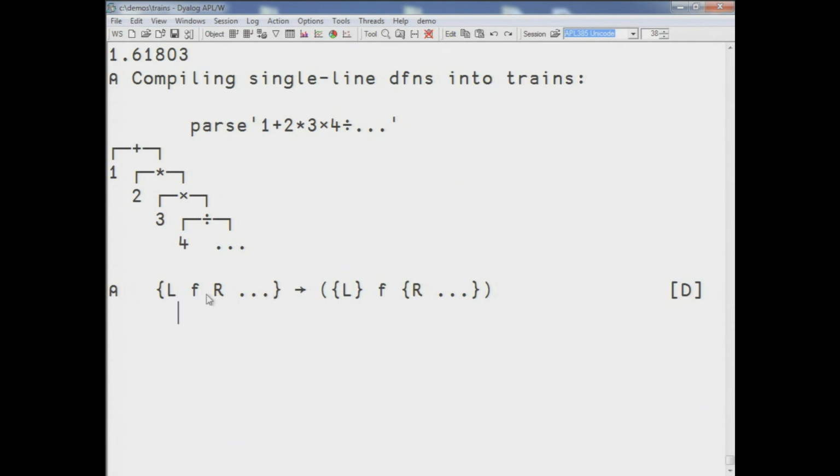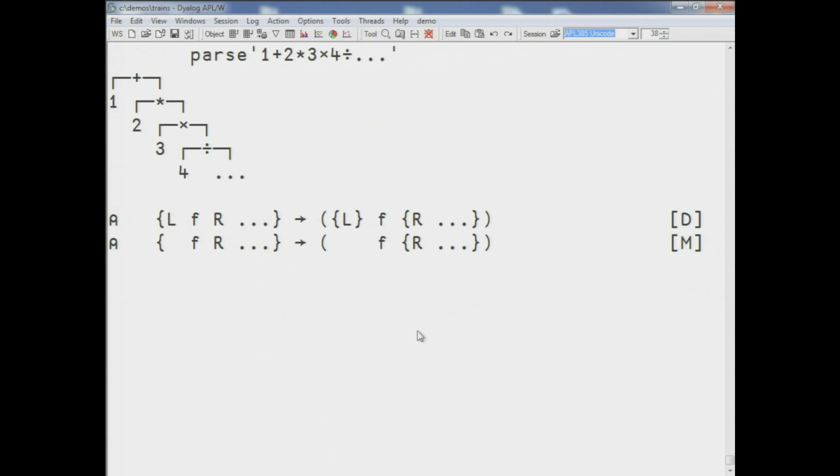So all I have to do, and there are two cases, if the function is monadic, the principal function, plus in this case, is either monadic or dyadic. If it's dyadic, then it is equivalent to this train. If it's monadic, it's equivalent to this train. And we're done, because these are dfns, so we can apply the same procedure to them.